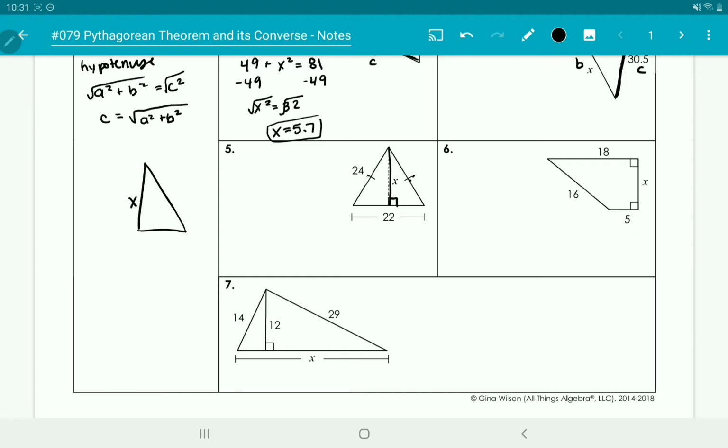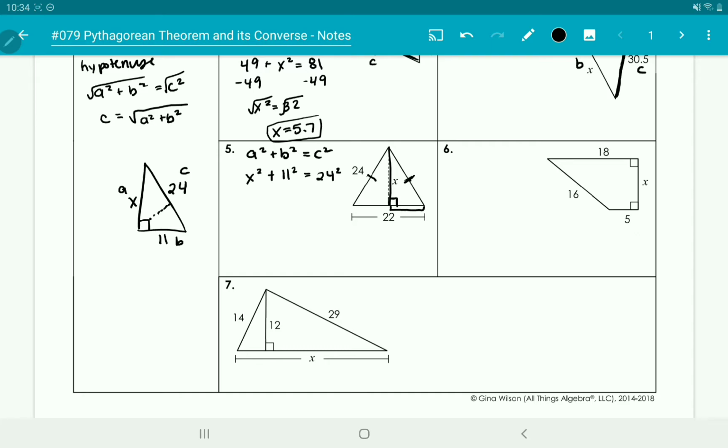We know that these two sides are the same because of the tick mark, so that is going to be 24 as well. Okay, and then since the whole base of this triangle is 22, and it's an isosceles triangle, we can see that half of it here is going to be 11. Now that we've got that, we can say that the one across from the right angle is going to be C. The legs are going to be A and B. So we're going to use a squared plus b squared equals c squared again, Pythagorean theorem. A is x, because we're not sure what it is. B is 11. C is 24.